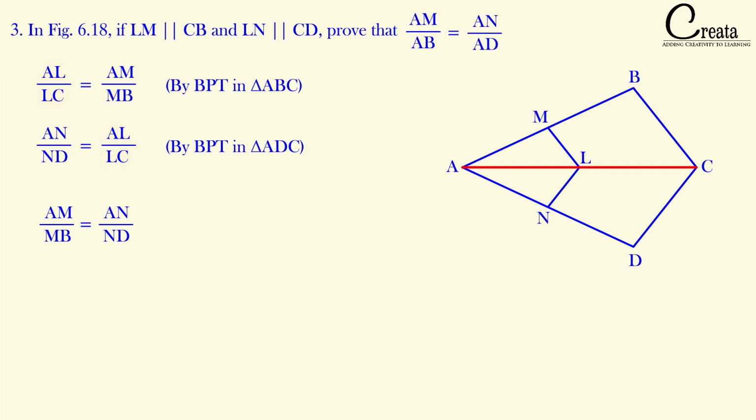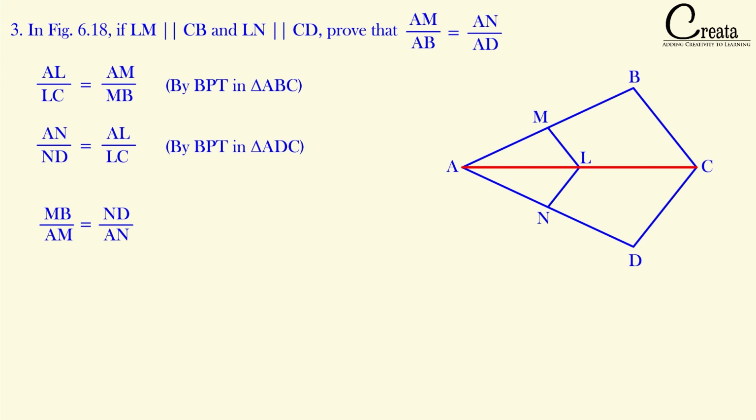Can we rewrite AM upon MB as MB upon AM and AN upon ND as ND upon AN? Yes, we can do so. We have just inversed the equation. Replace the numerator with denominator and denominator with numerator. By doing the cross multiplication, we can do so. So we got MB upon AM is equal to ND upon AN.